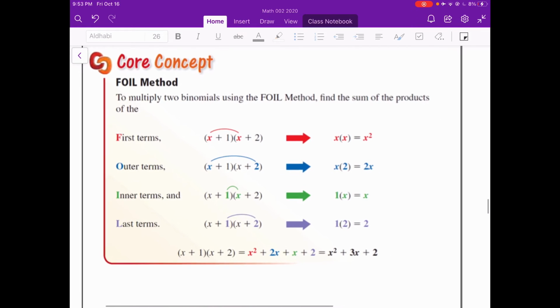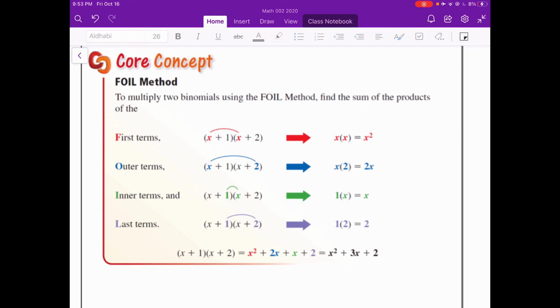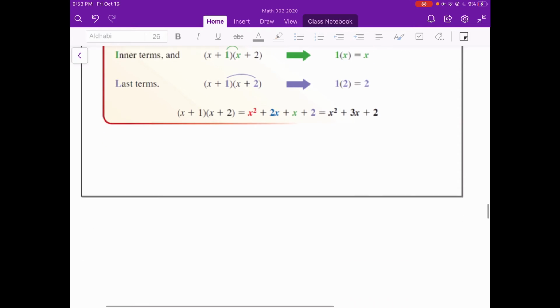Okay, FOIL method. So sometimes we're going to multiply these polynomials. We're not adding them anymore. We're doing multiplication. So FOIL is a method you can use. I'm going to show you my method, and you can refer back to this. You can pause and write this method down if you prefer it. But I'm just going to show you with arrows.